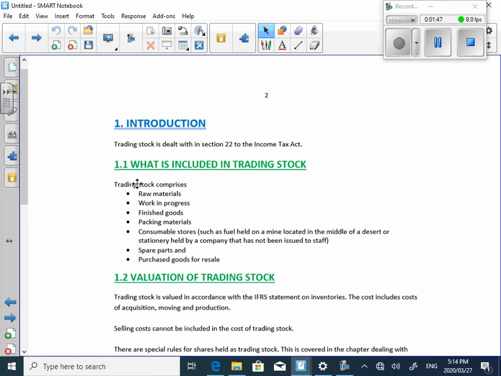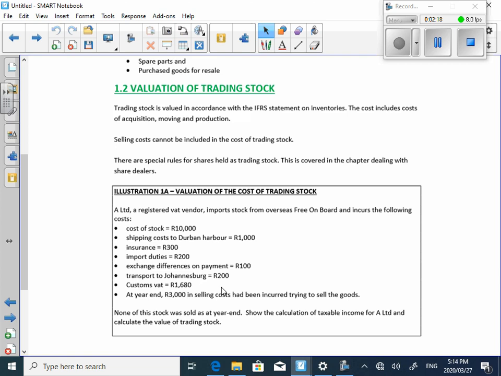Now there's a court case that actually outlines all of this, and I will go through the court cases a little bit later. So this is what the courts have ruled is included in trading stock. If you see any one of these classifications, you need to actually include whatever it is in trading stock. It's a misnomer that you need to hold something for resale. Packing materials, consumable stores, and spare parts are all treated as trading stock in the Income Tax Act, even though they're not held for the purposes of resale.